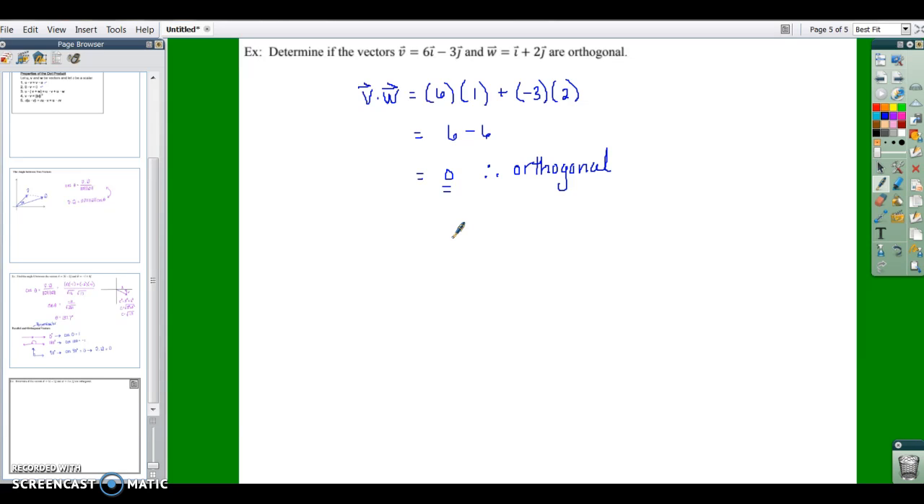If we got something other than 0, that doesn't tell us anything other than they're not perpendicular. Just because you get something other than 0, that doesn't automatically mean that it's parallel. It just means that it's not orthogonal.